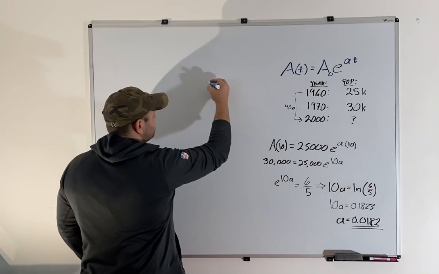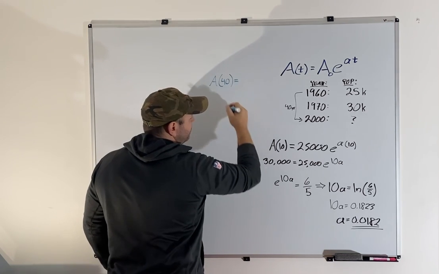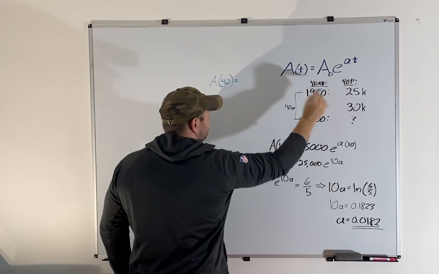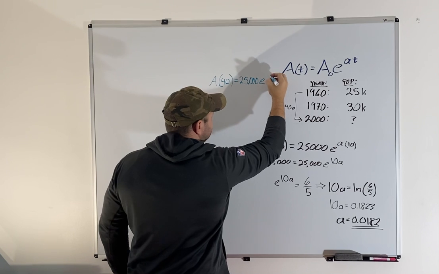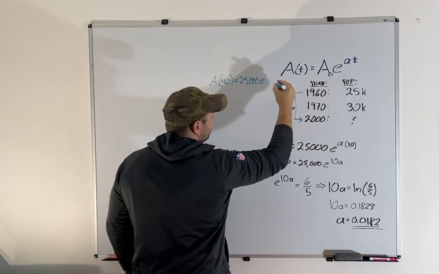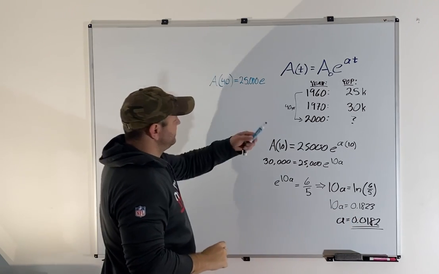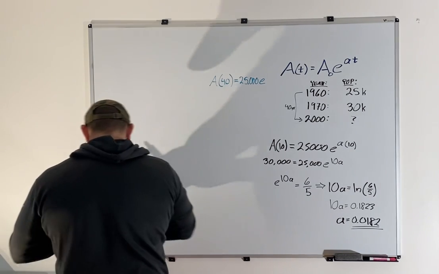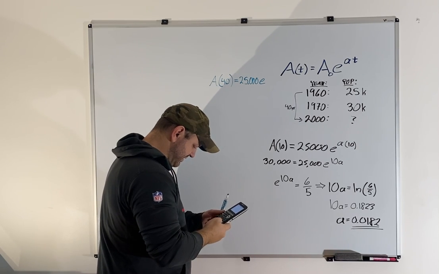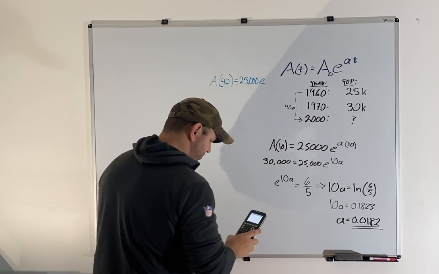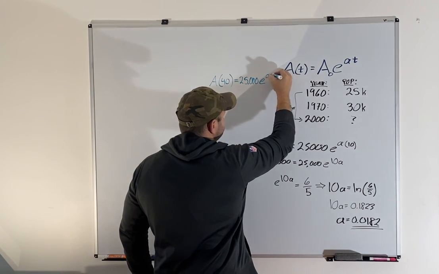The amount that I have at the time I'm interested in is what happens in the year 2000, which is 40 years. So it's going to be A of 40 equal to the amount that I had at the beginning, which was 25,000, times e to the at. Well, t is 40 and a is 0.0182. Let's do that multiplication real quick to make our lives easier. 0.0182 times 40 is 0.728. So this is going to be e to the 0.728.